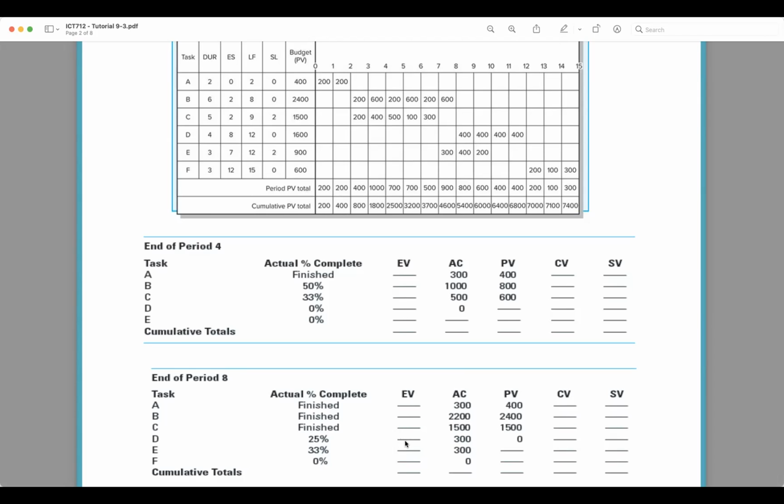What would I put here? 400. Okay. I finished 33% of E. What would I put here? 300. I finished 0% of F. What do I put here? 0. Okay. Then I know all of these things.